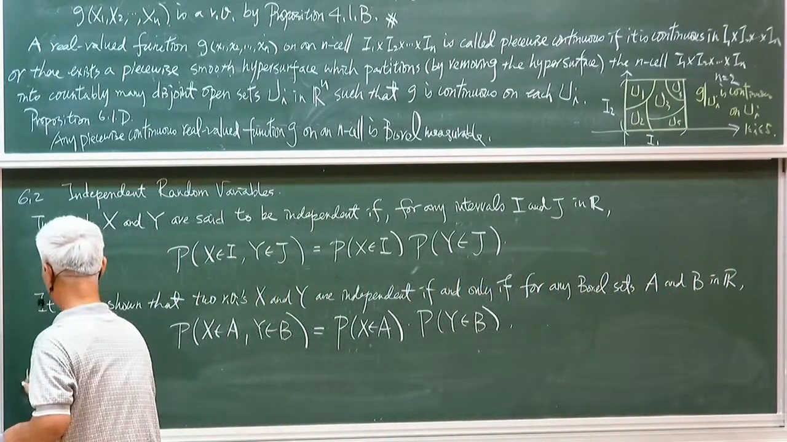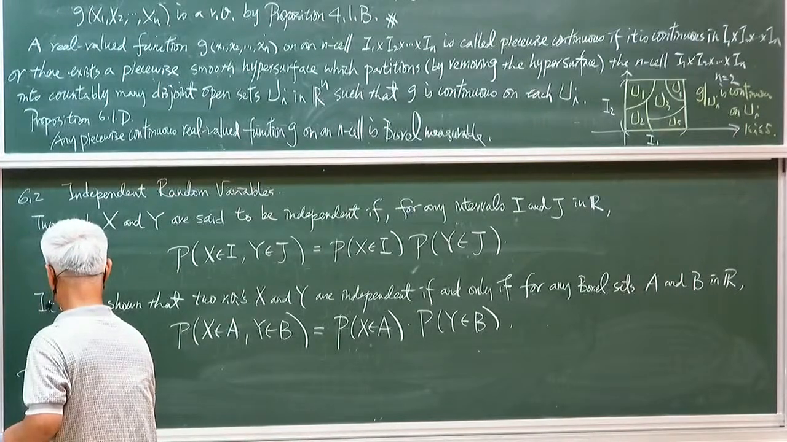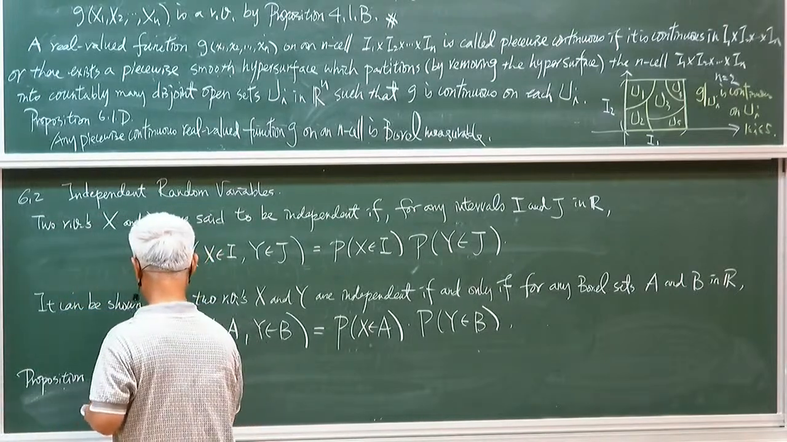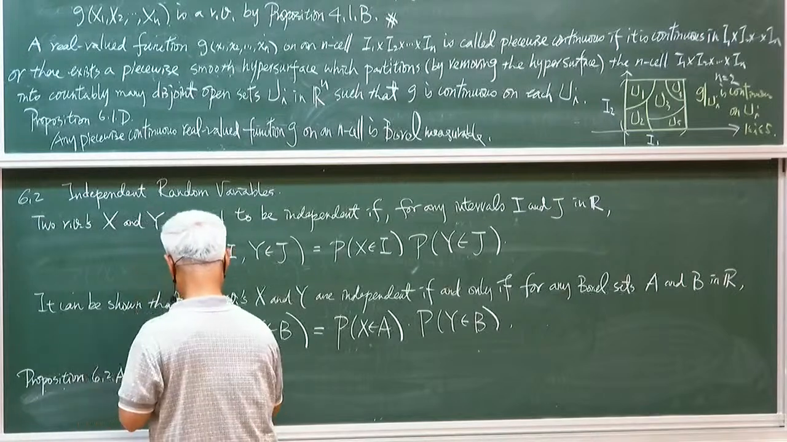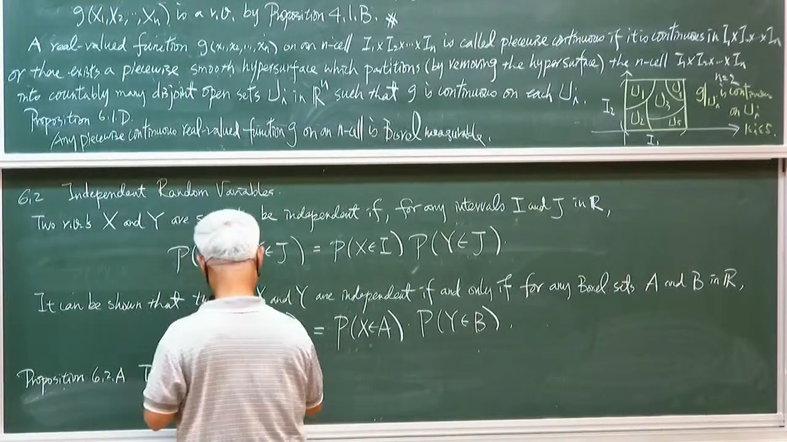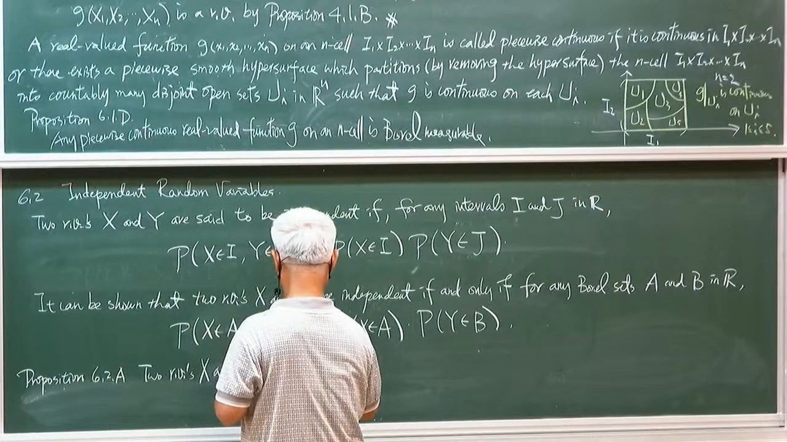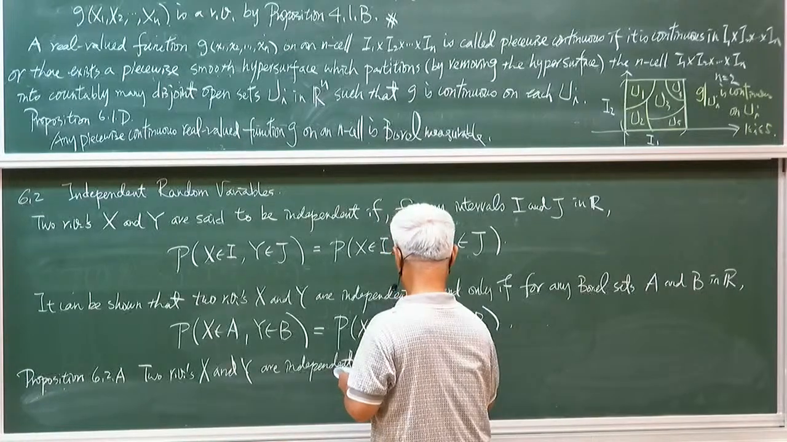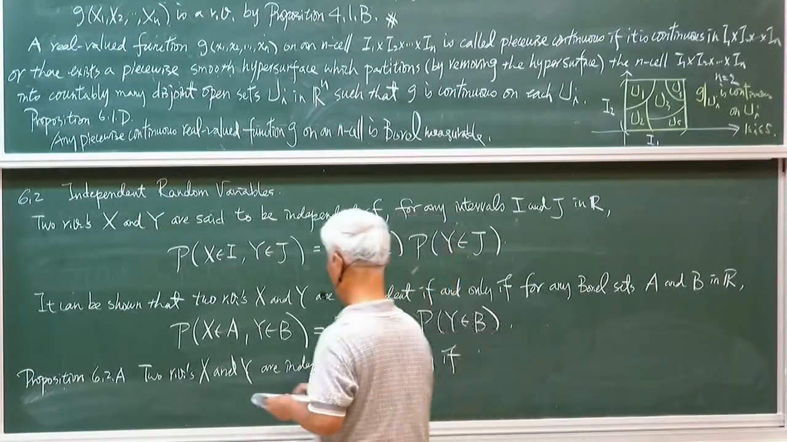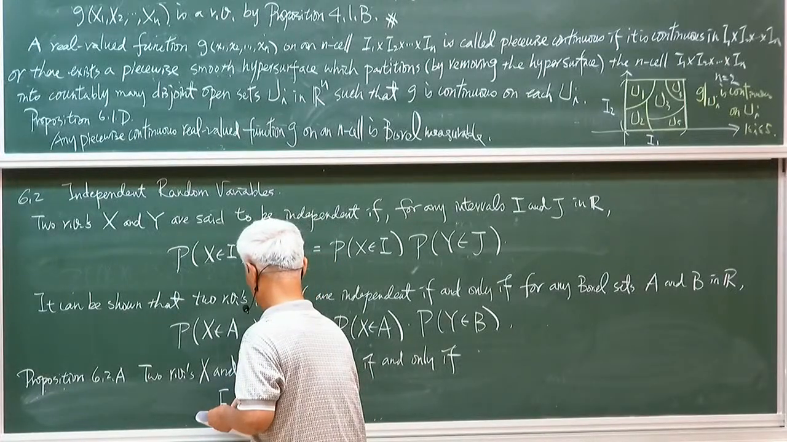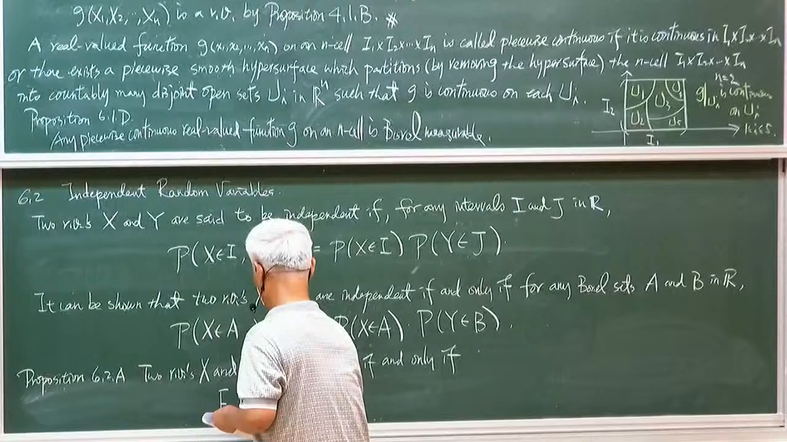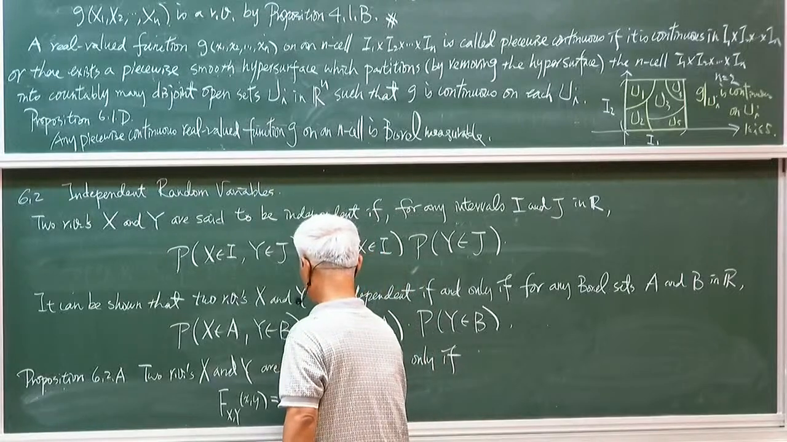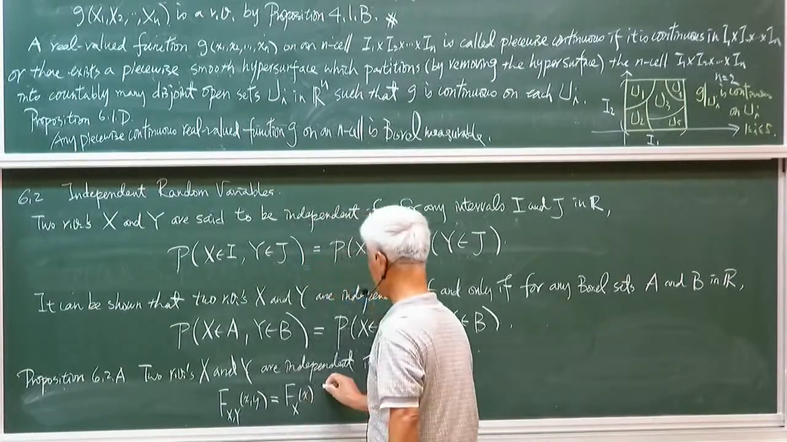And further, a good technical proposition to identify whether two random variables are independent: if and only if the joint CDF of X and Y is equal to the product of the CDF of X and the CDF of Y.